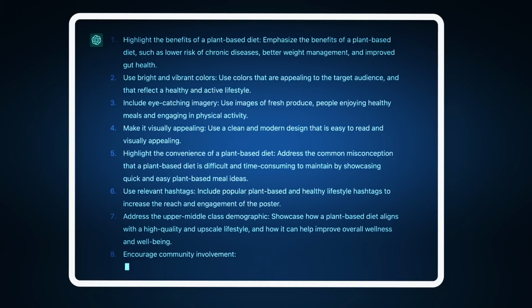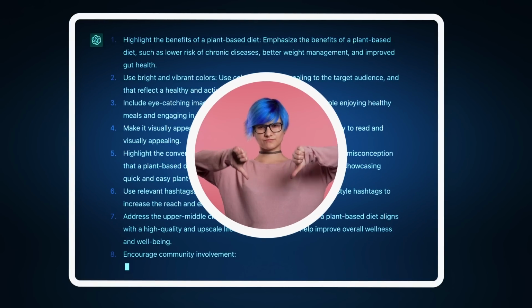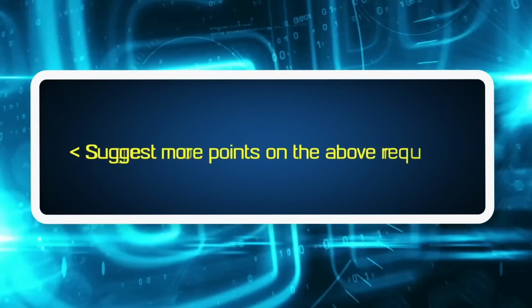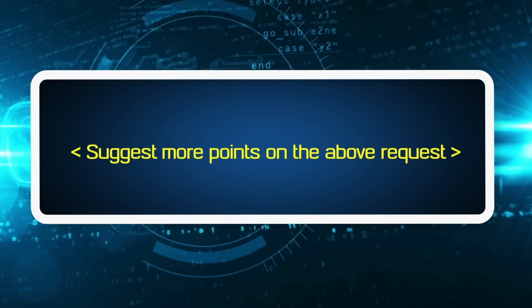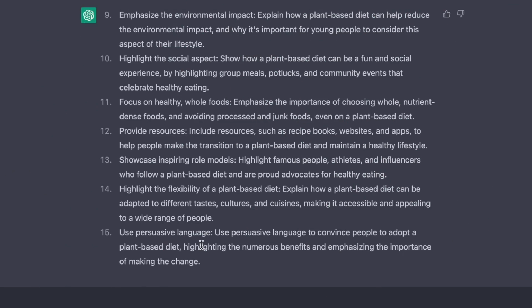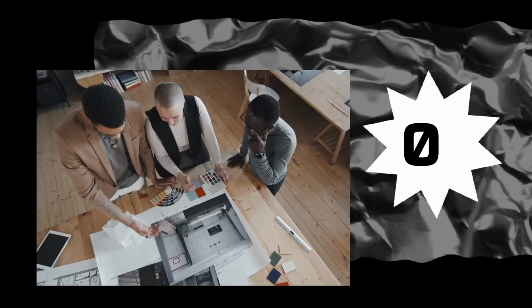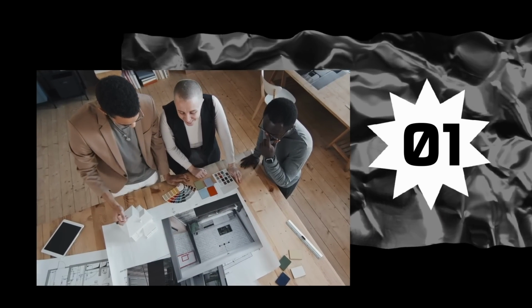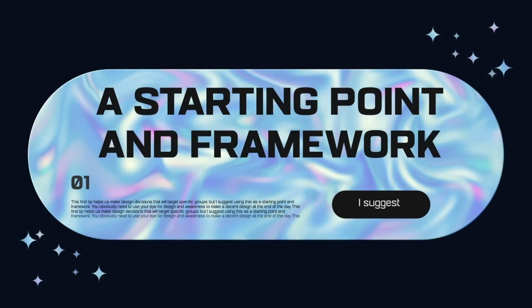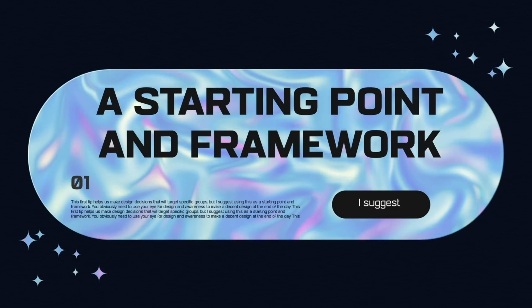But yeah, here's a really smart bonus tip. Now, if you're not quite satisfied with the results you've got, just type in "suggest more points on the above request," and it will spew out some more suggestions on the same query. And one of these suggestions is to use persuasive language on my poster. Well, we can take that and then ask ChatGPT to make persuasive arguments or persuasive language and then add that to our poster. This first tip helps us make design decisions that will target specific groups of people, but I do suggest to you guys using this as a starting point or a framework.